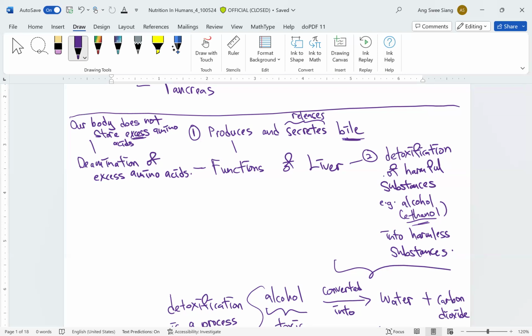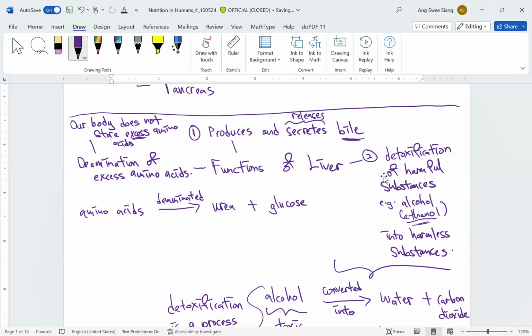So amino acid will be deaminated into what? It will be deaminated and then undergo a few steps. This is a multi-step reaction, so I just sum it up in an equation for you. The amino acid will be deaminated into this thing called urea, and glucose will be formed in the process. The urea will form from part of the amino acid, and the glucose will form from another part of the amino acid.